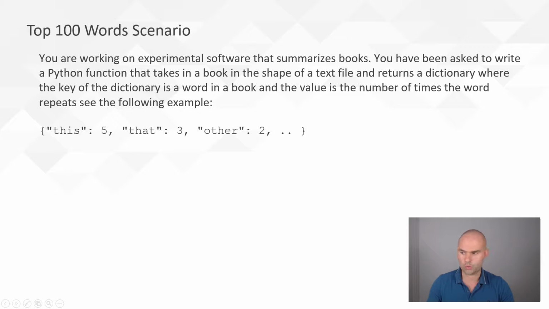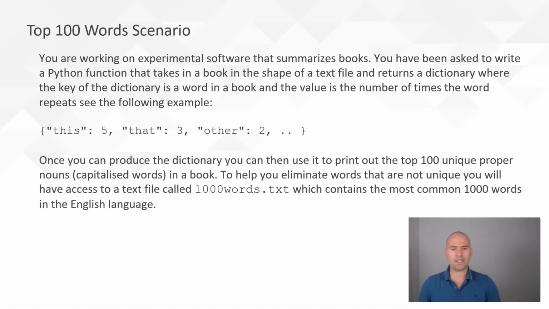part two. Part two is you're basically going to be given a file with the most common 1,000 words in English language. So what you can do with that is basically now you have every word in a book and how many times it repeats. And now you can basically, in one fell swoop, remove all the common words. So you basically have unique words and how many times they repeat. You rank that, you have real information about the book.